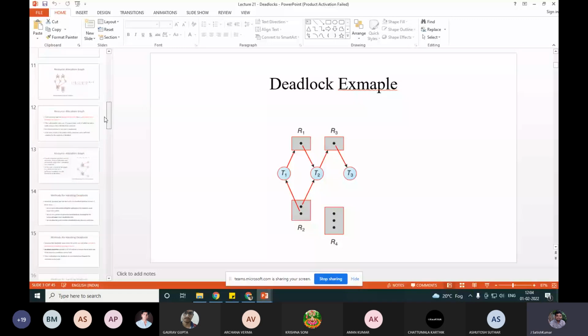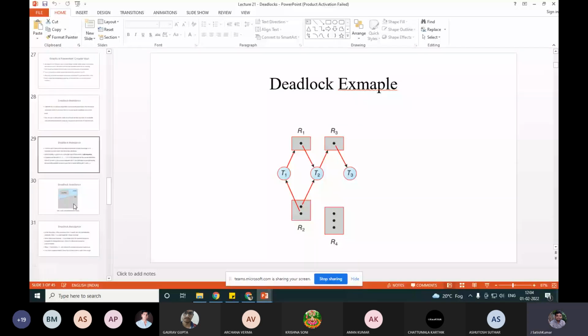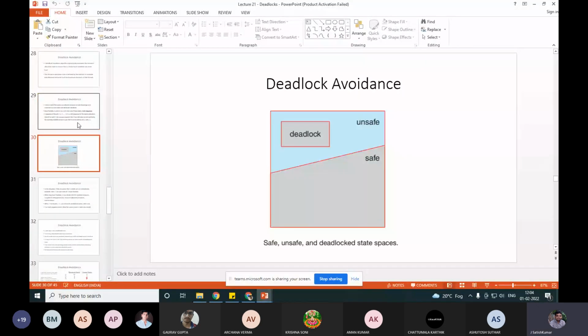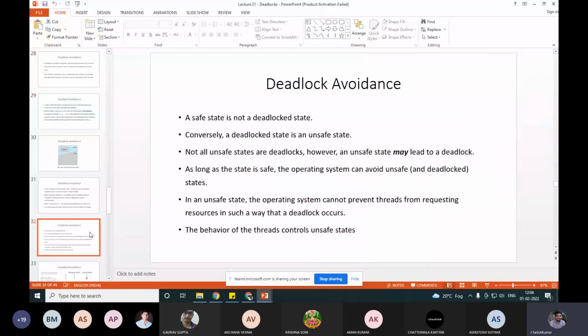You can avoid, prevent, or recover from deadlock, but mainly try to understand one thing, deadlock avoidance. In deadlock avoidance, we have to make sure that when you allocate in a sequence, the system is in a safe sequence. If the sequence is not safe, then there are good chances the system will go into deadlock.